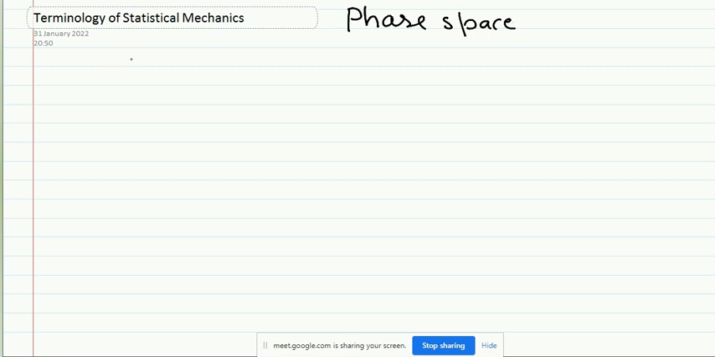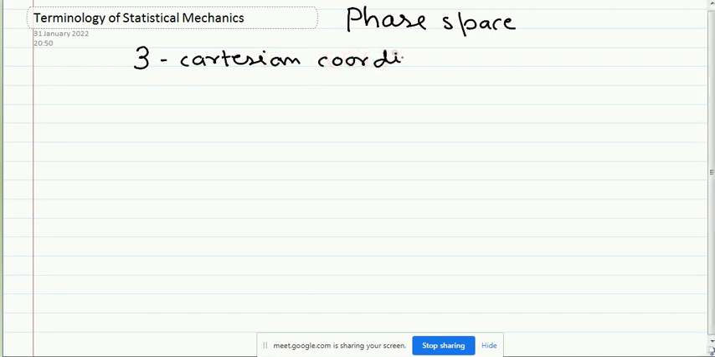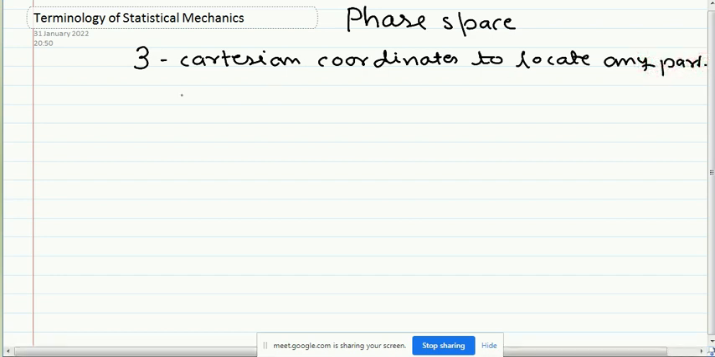In general, if we want to locate any particle, the position of any particle, then we need three Cartesian coordinates. And these three Cartesian coordinates are x1, x2 and x3, or we can say x, y and z.